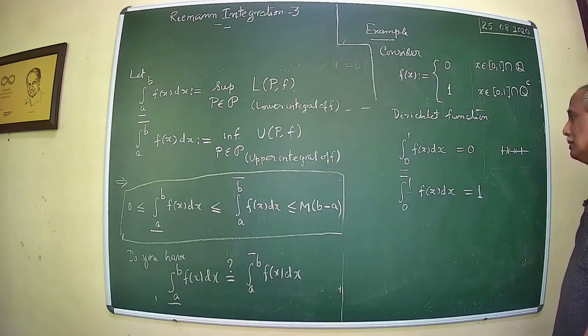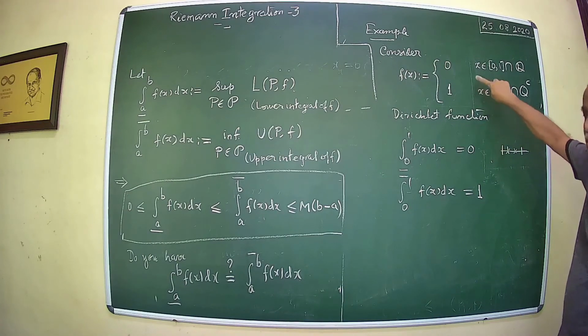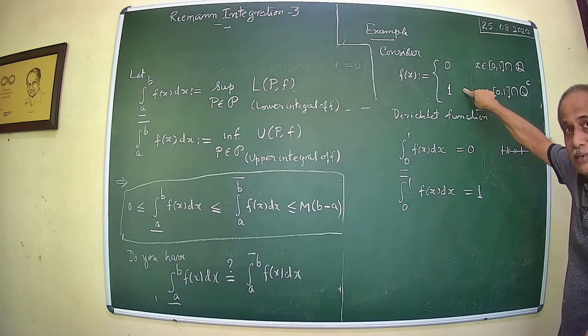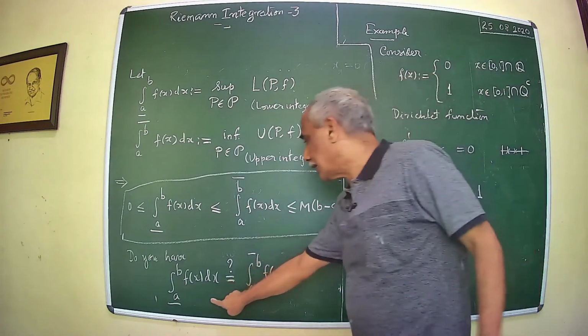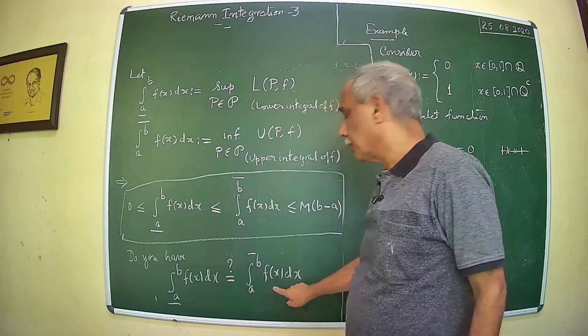And therefore what you get? You have a function which is a bounded non-negative function, the type of function that we have been talking about, where the lower integral is different from the upper integral.